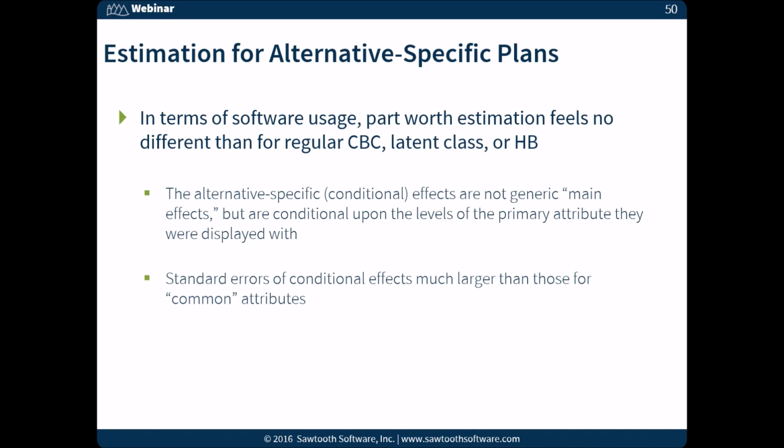And just know that your standard errors of conditional effects are probably going to be larger, much larger for the alternatives than they are going to be for the common attributes, right? Because the common attributes, everybody's going to respond to all of them on every single screen, where our alternative attributes might only appear in 1 or 2 out of the 4 concepts on each screen. So you're going to have wider confidence intervals around those alternative effects.